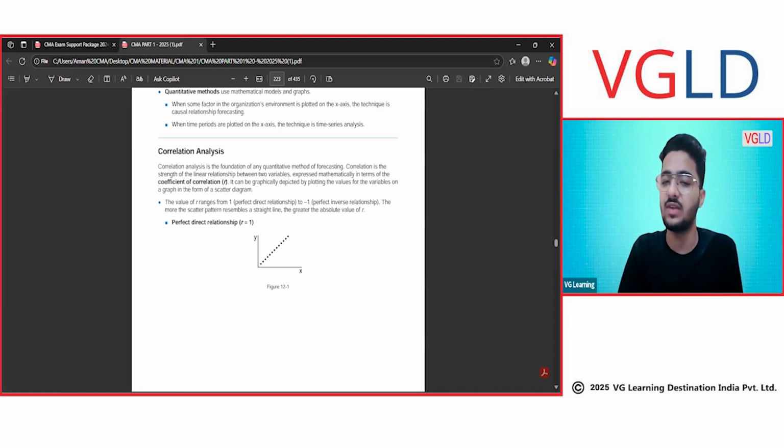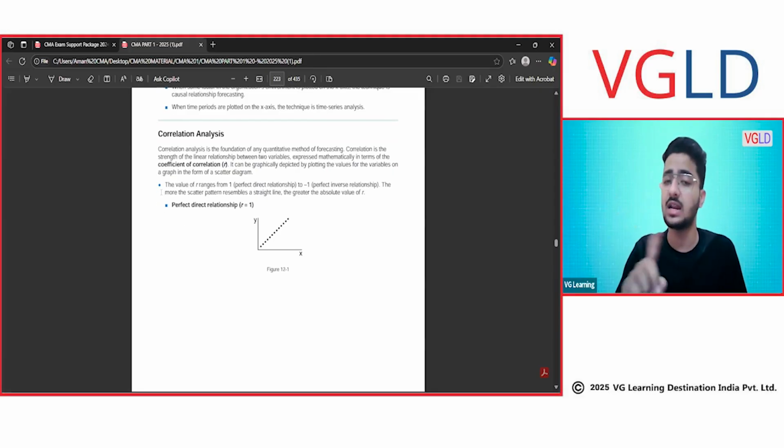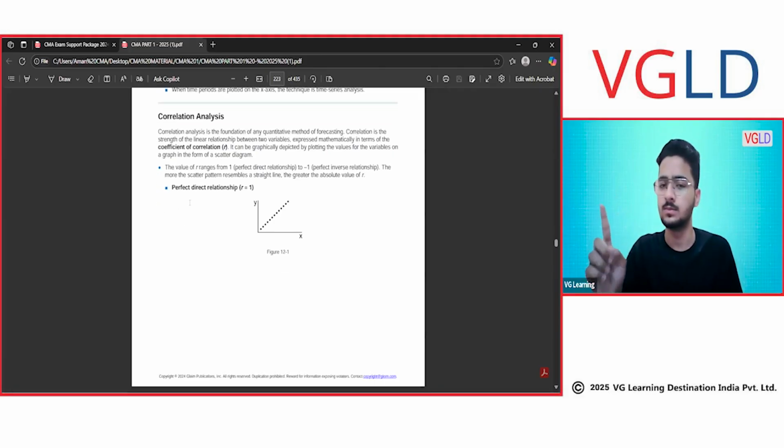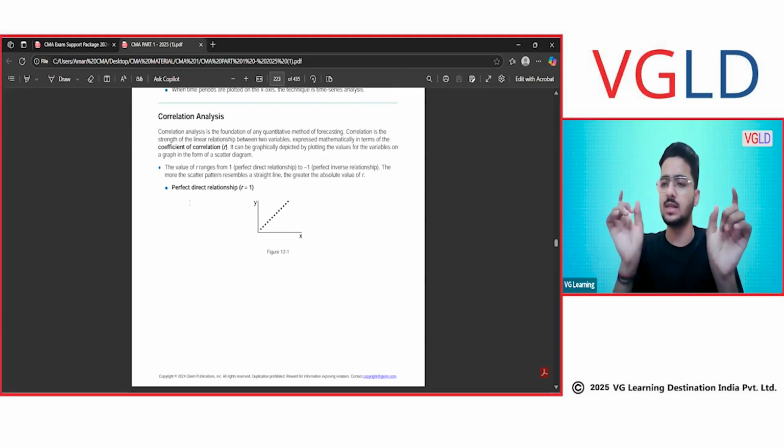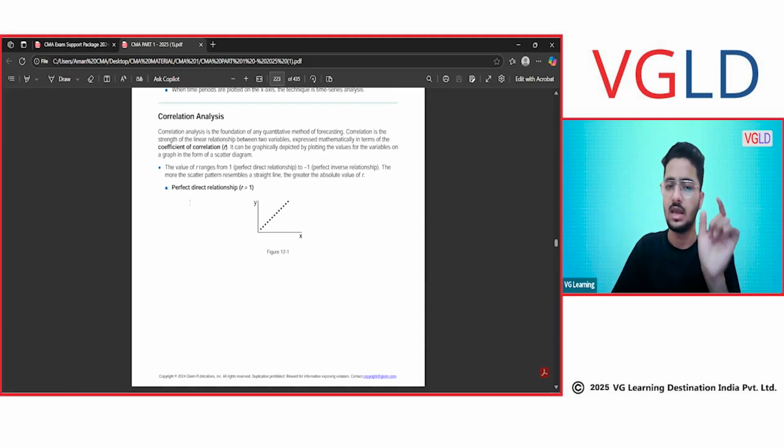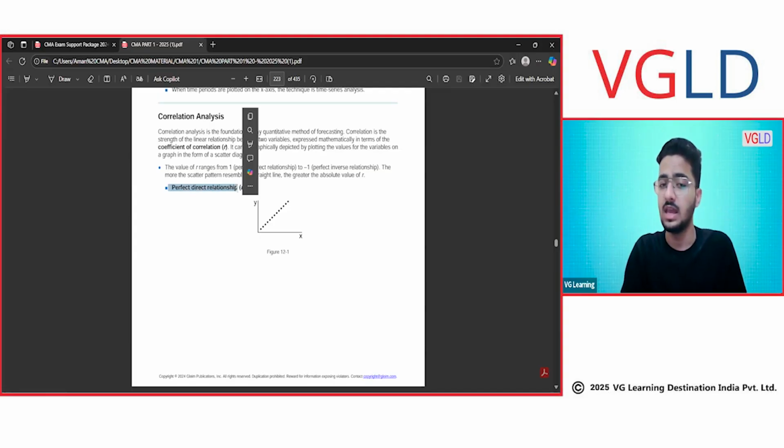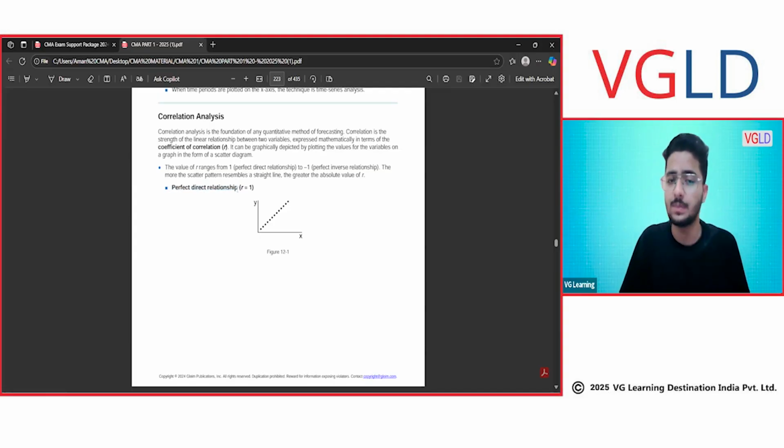It can be graphically depicted by plotting the values of the variables on a graph in the form of a scatter diagram. So you can form a scatter diagram. And the value of R ranges from 1 to -1. Your R value will be 1 to -1. If your R is 1, that means it's a perfect direct relationship. If your correlation is 1, that means there is a perfect direct relationship.